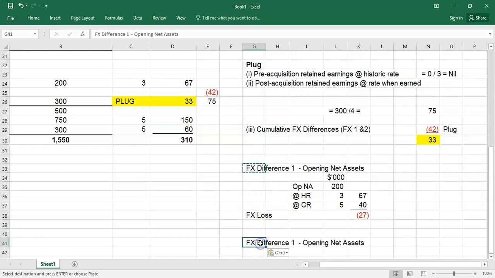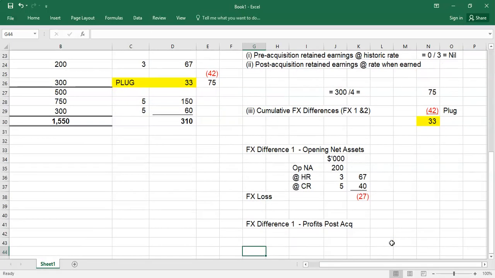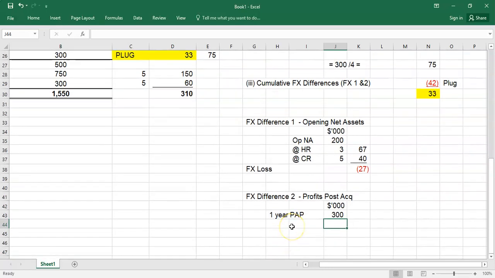FX difference 2 then relates to your profits. Profits post acquisition. Now in our case here, we have a nice straightforward one. We only have 1 year post acquisition profit. And that is, as we've seen already, $300,000. If you had more than 1 year post-acquisition, because you acquired the sub 2 or 3 years ago, you have 2 or 3 separate workings here. So it is a bit more complicated.